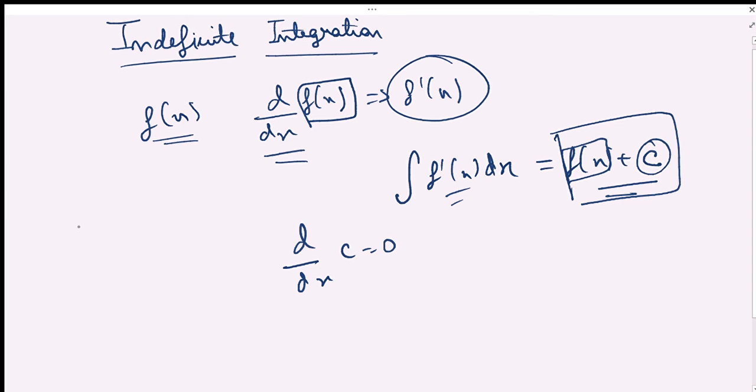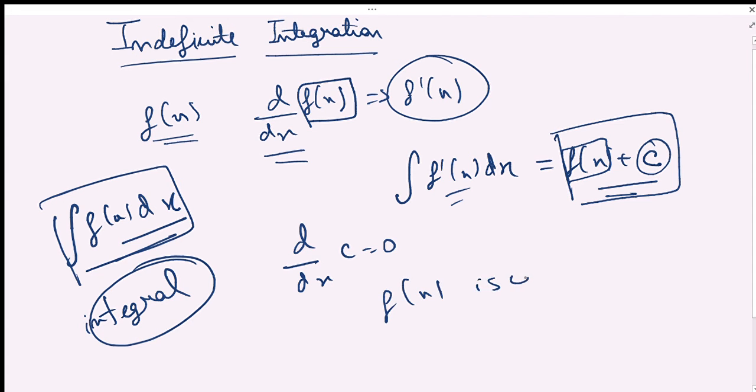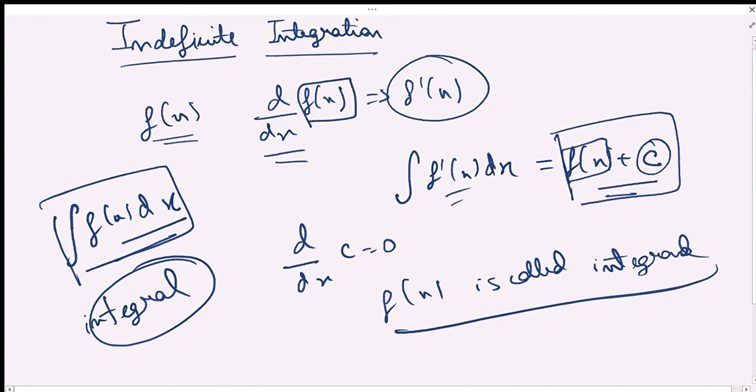Clear? When you have this structure f(x) dx, this complete structure is called an integral, and f(x) is called the integrand. This portion is clear. Okay. Now we are going to talk about some standard integration formulas, and let me change the color of this pen.